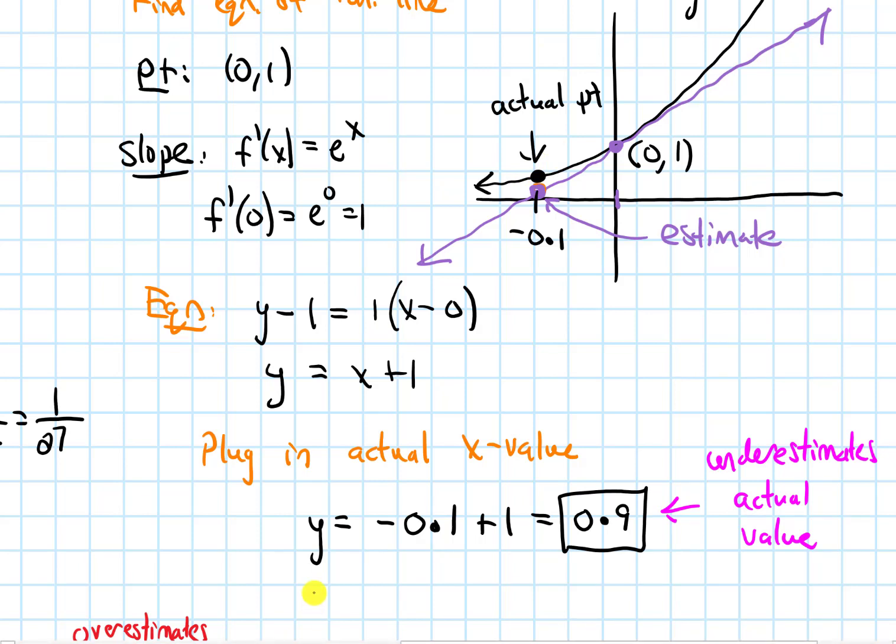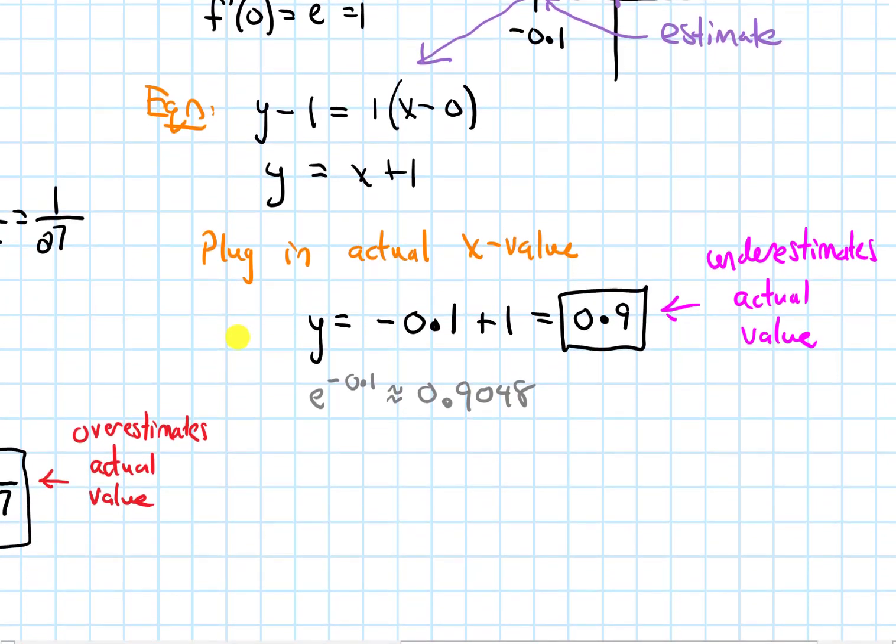For e to the negative 0.1, the actual value from plugging this into a calculator is about 0.9048 if I round it to 4 decimal places. So our approximation is pretty close. And notice that our approximation was lower than the true value. It does underestimate it.